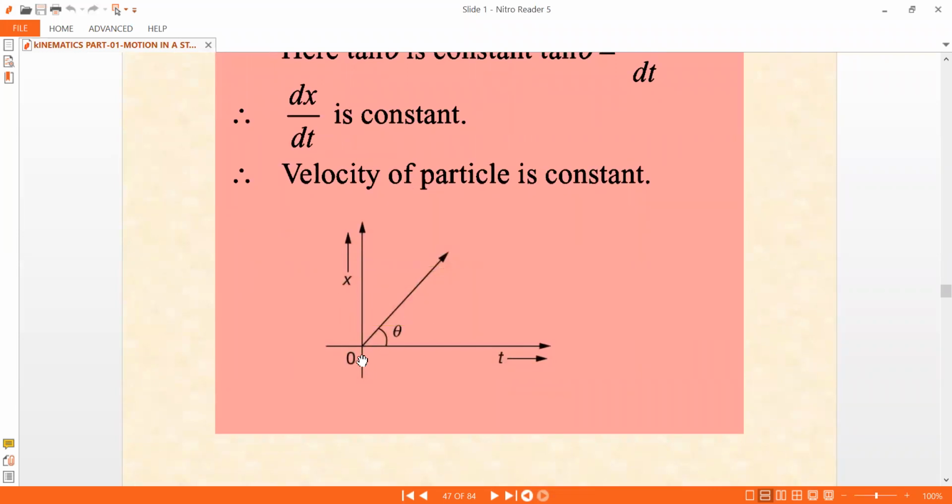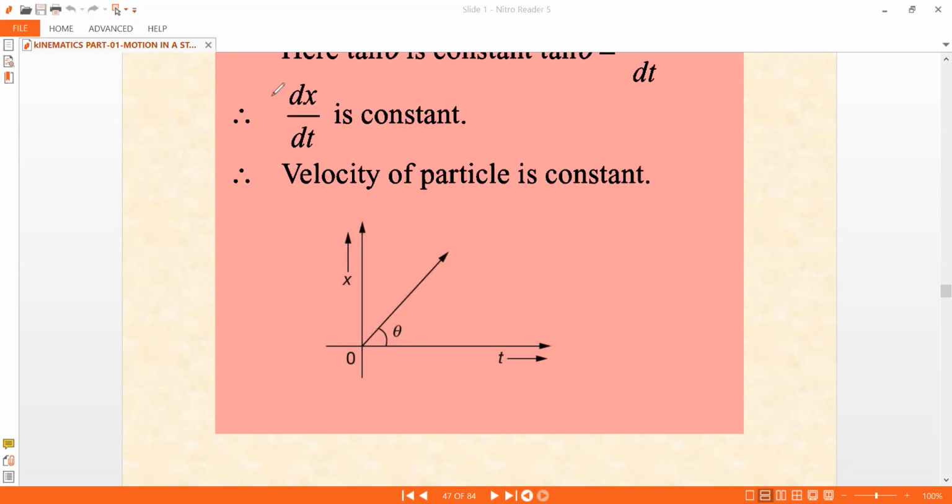So the xt graph is a straight line. When you see a straight line like this with a certain slope tan theta and an inclination theta, then you can find the velocity. The crux of this is that the slope of the xt graph gives velocity. So that's the idea for you.